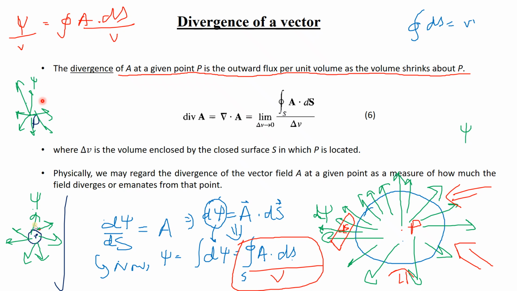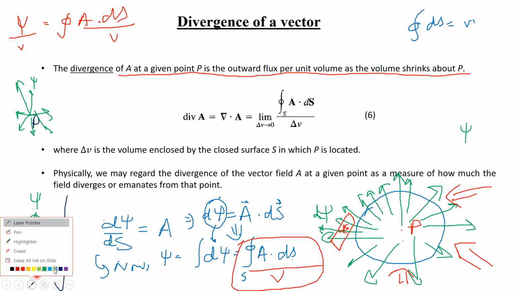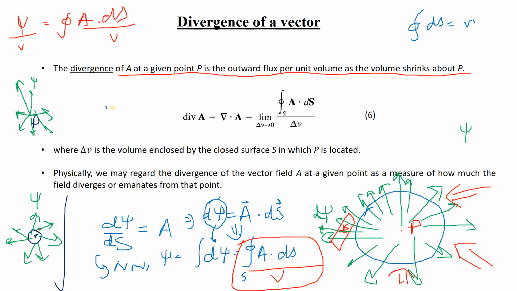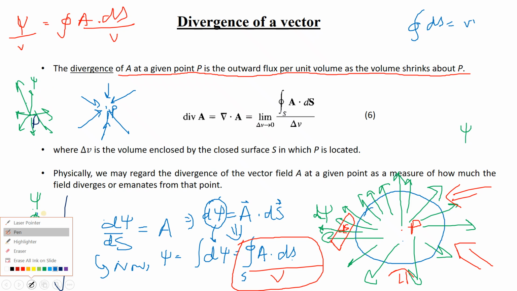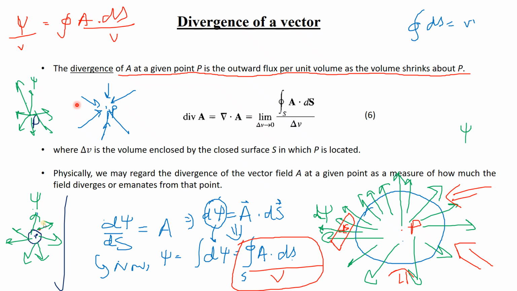Divergence, why is the name divergence given? Divergence name is given because, see, from this point the fluxes are diverging, coming out. Now there is an opposite of divergence which is called convergence. That is P, and if the fluxes are entering, then it is called convergence. We call it negative divergence. So this is positive divergence, and this is negative divergence.